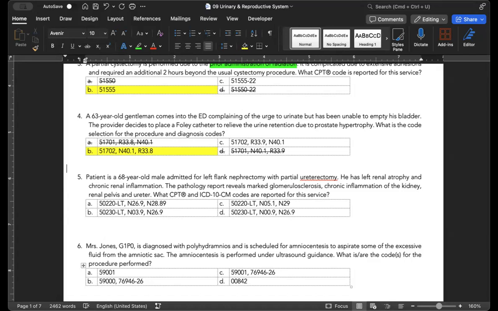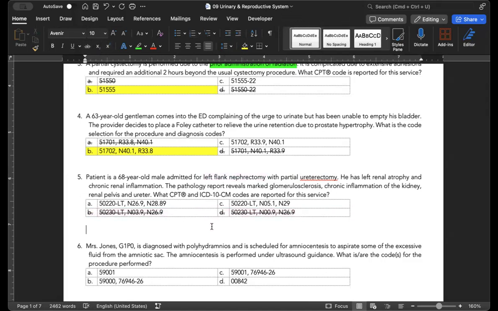We have 50220 and 50230. So those are pretty close. So let's go look at those. 50220 is a nephrectomy, including a partial ureterectomy, any open approach, including rib resection. And then 50230 is a radical with regional lymphadenectomy and or vena cava thrombectomies. So we had a left flank nephrectomy with a partial ureterectomy. Did we do just that procedure, or did we do it radically with a regional lymphadenectomy as well? Yep, just the procedure. We didn't do any radical portions of it.